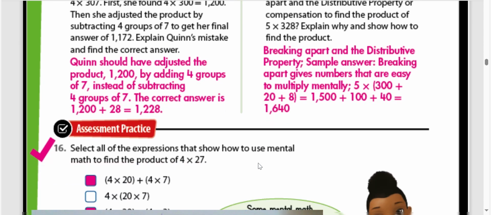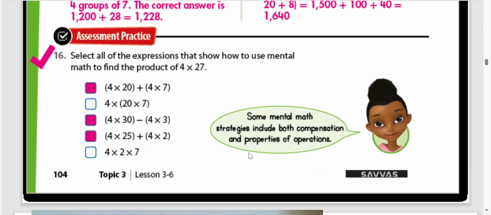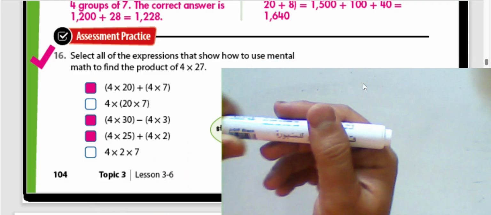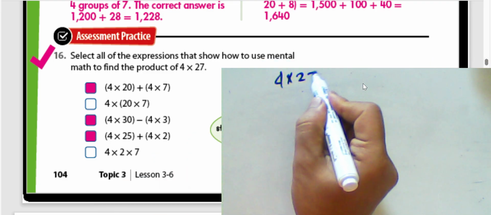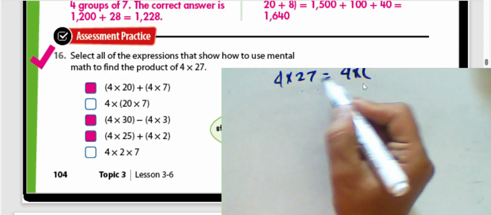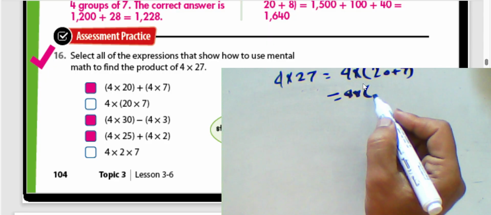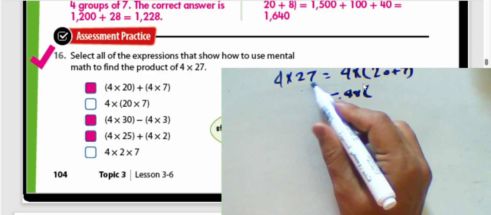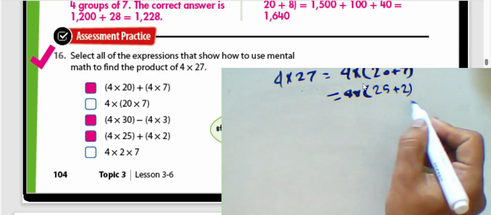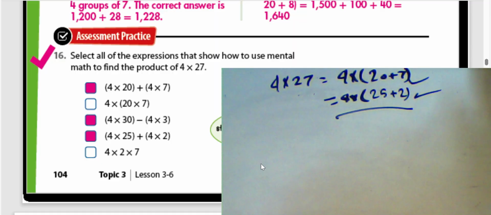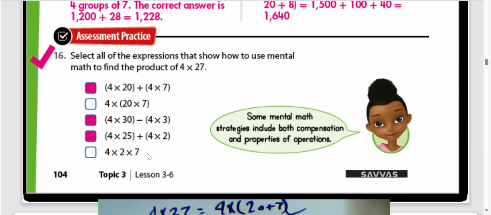Assessment practice here. 4 times 27. We can use the distributive property here to find the result. 4 times 27. We can write 27 equals 20 plus 7. Or we can write the number 27 equals 25 plus 2. You can use this method or this method, okay? Choose the answer for this question. Okay, this answer is correct.